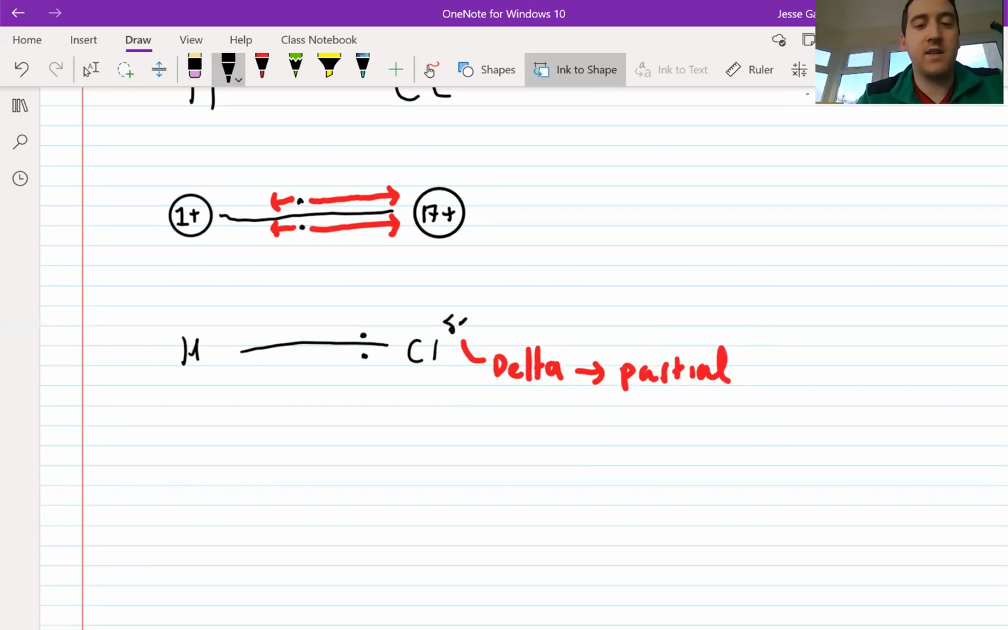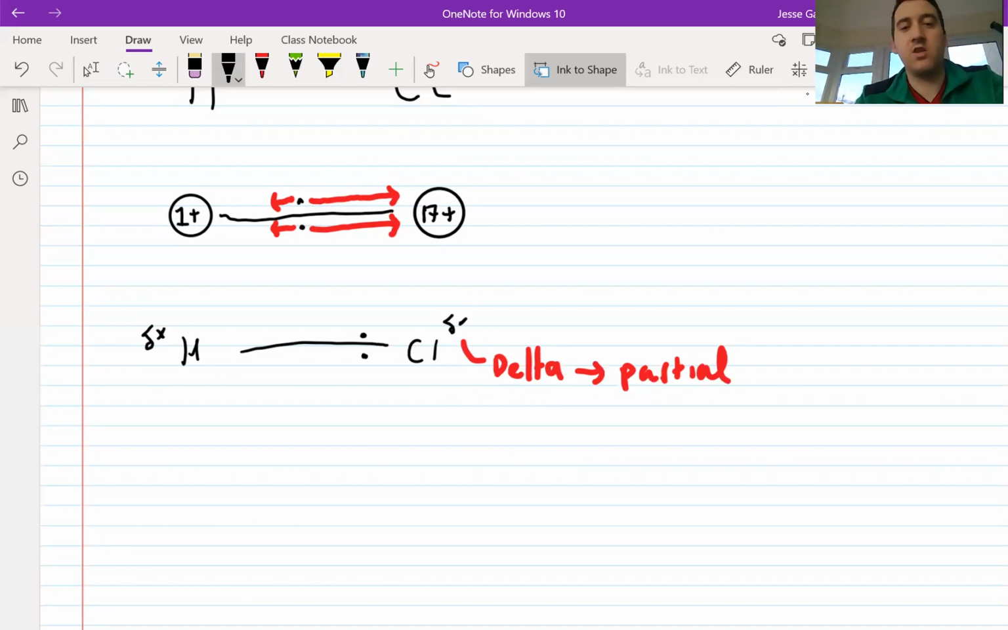If chlorine is delta negative, that must mean that hydrogen is now delta positive, because it has essentially lost its share of that pair of electrons. So it's almost completely lost it. So this is delta positive. This is more positively charged because most of the time the electrons are spending time over the chlorine. So that's what we mean by delta positive, delta negative.